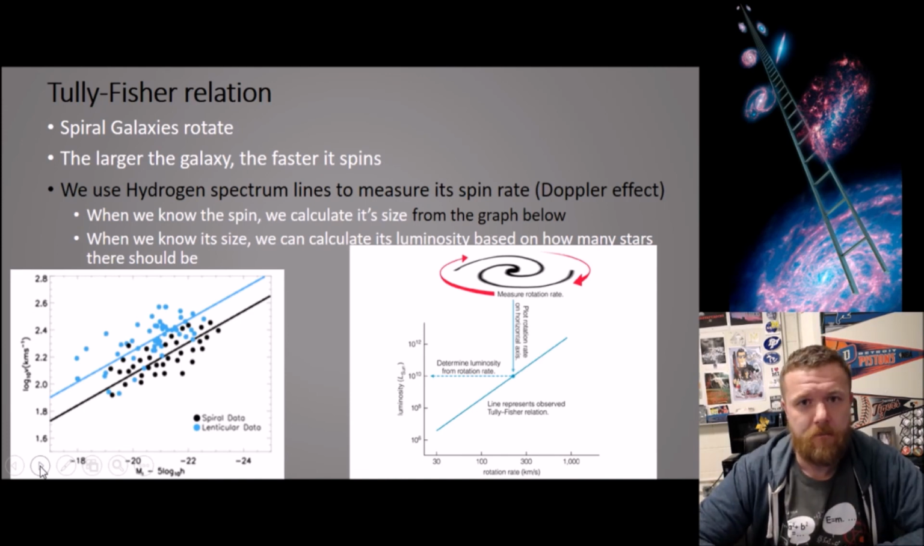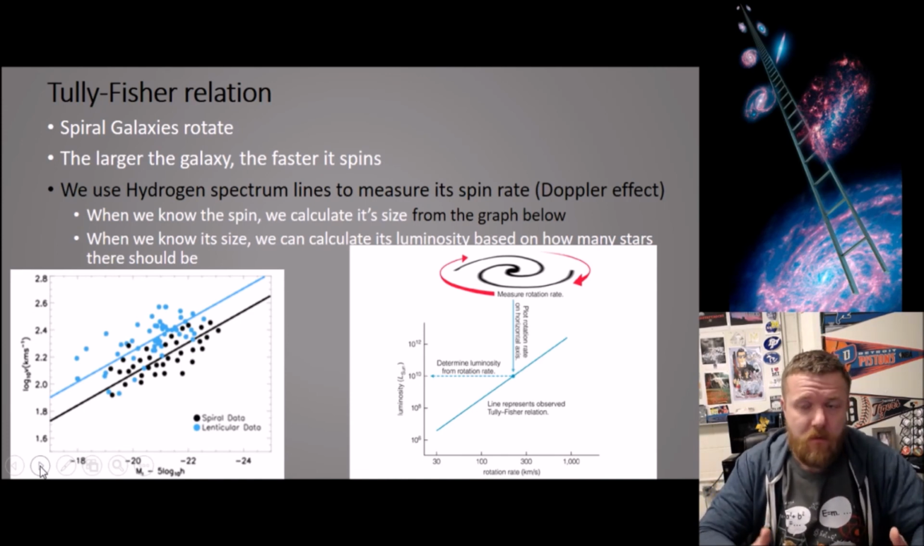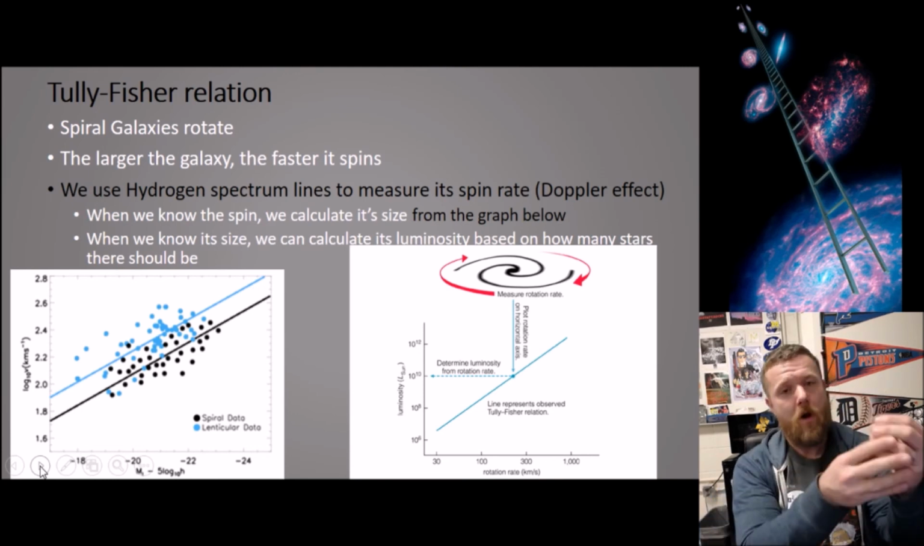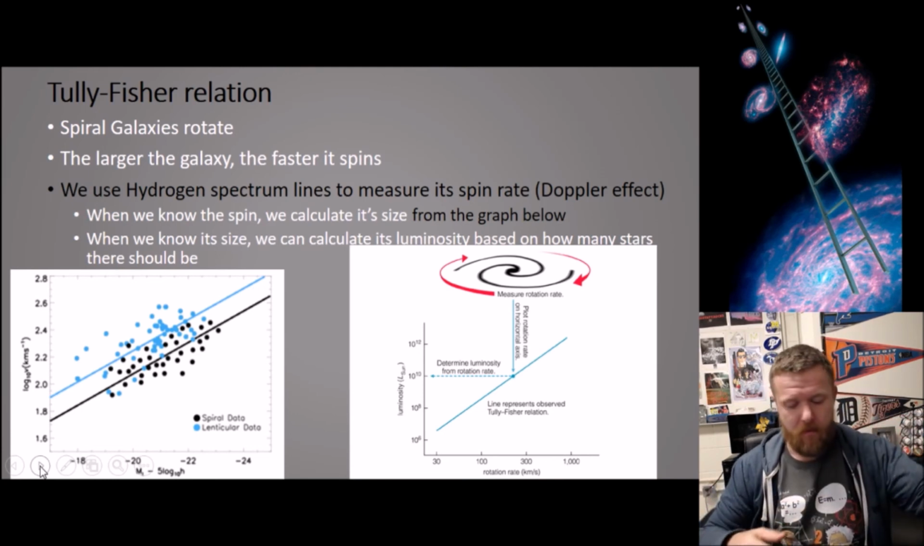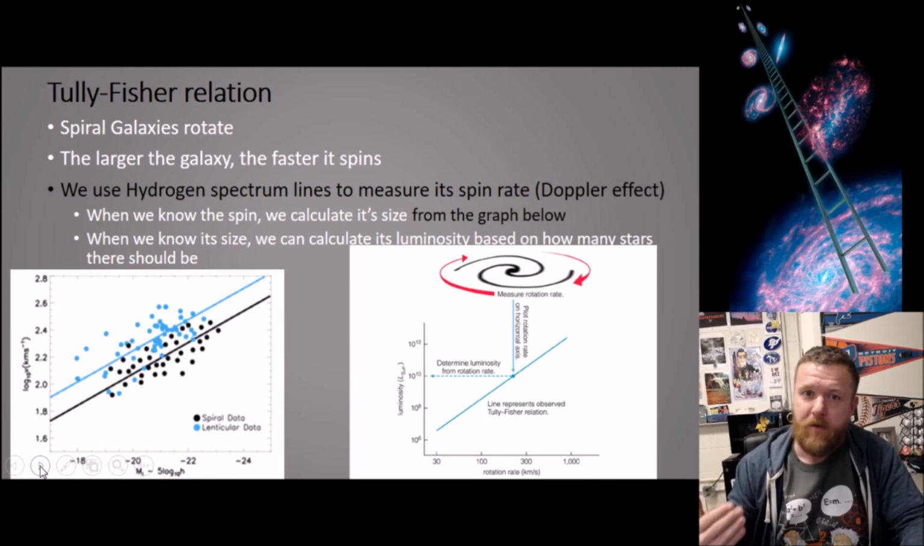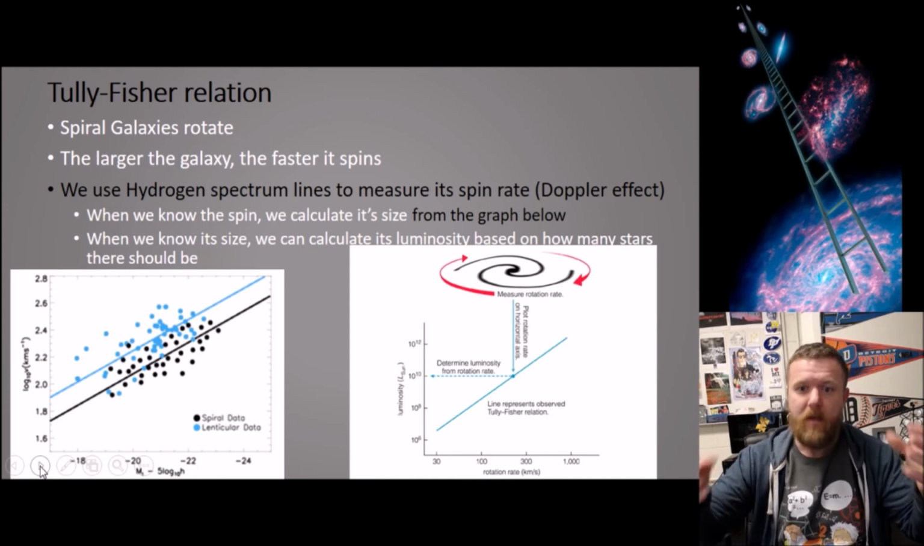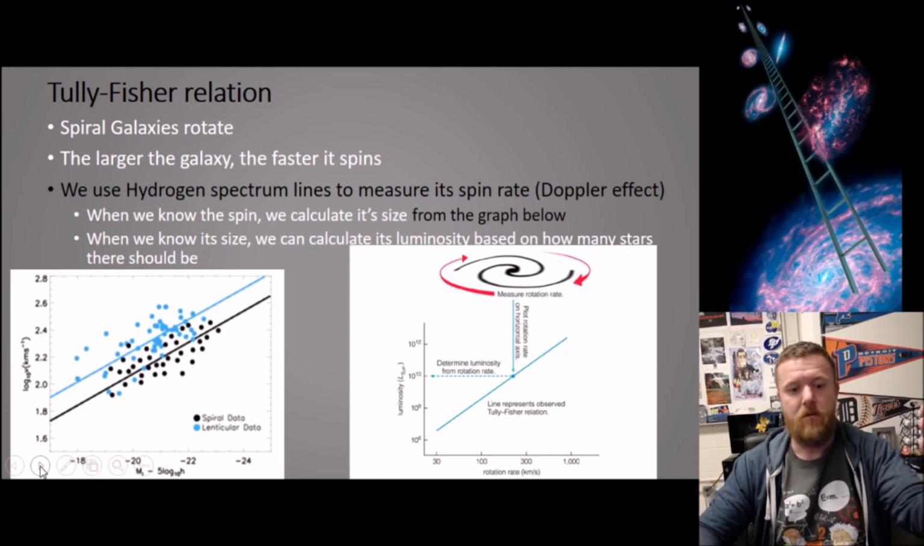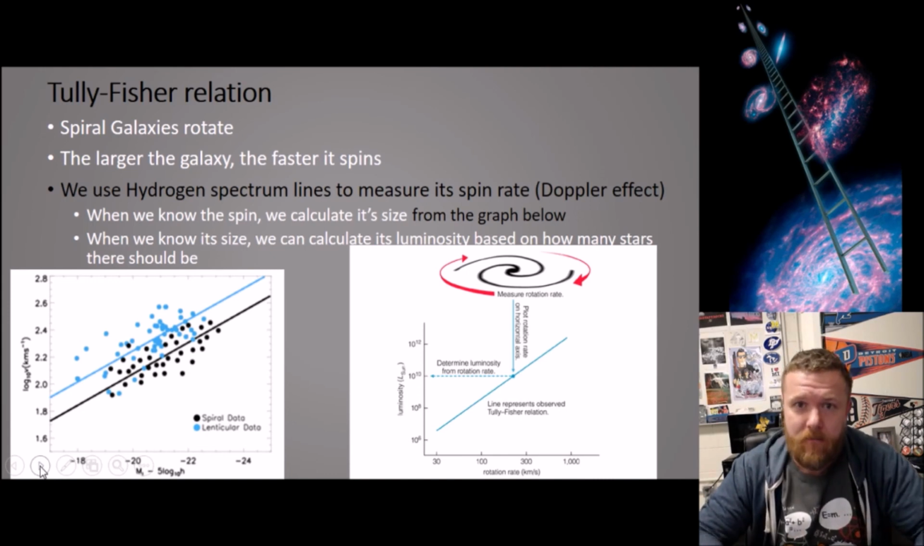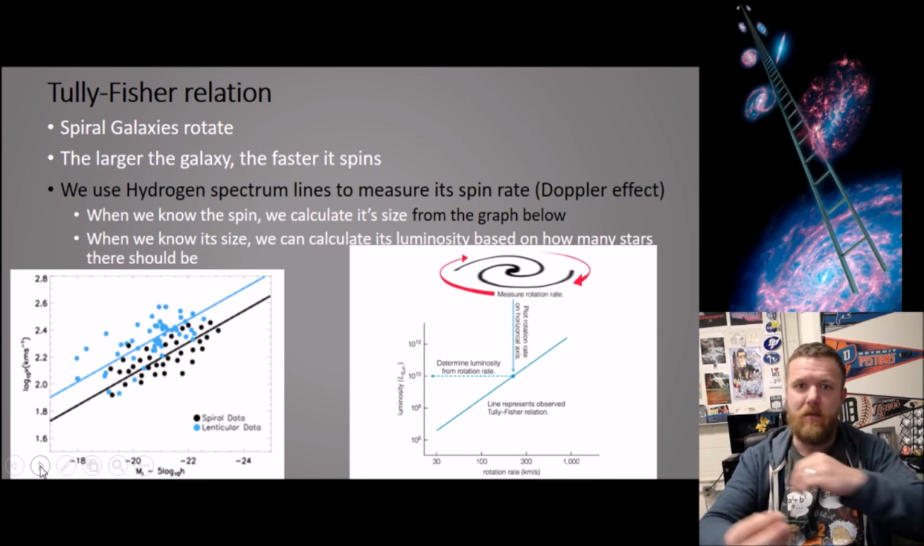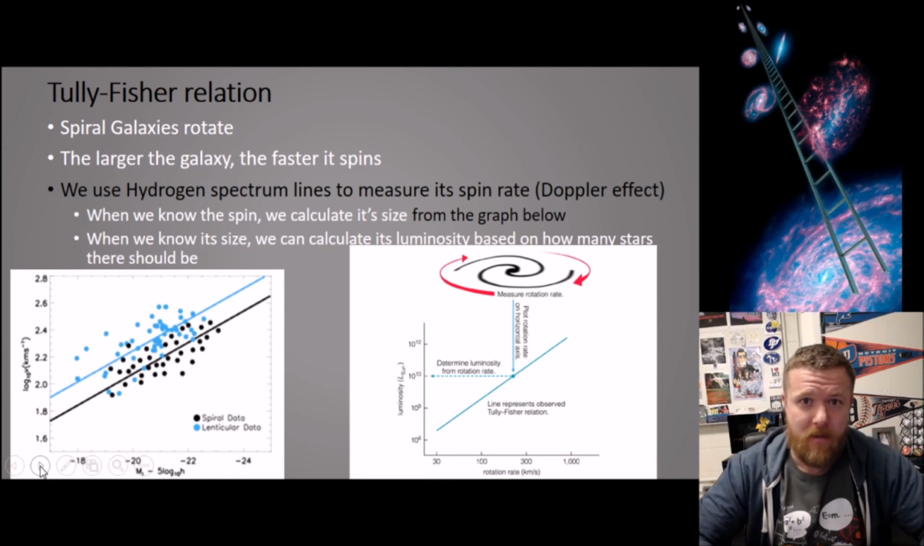So far, so good. We can actually use hydrogen lines from one edge of the galaxy that will be blue shifted as it comes towards our telescope, which means the hydrogen lines coming from the other edge of that galaxy are going to be red shifted. We can use the Doppler effect to calculate how fast it is spinning. Turns out there's a very strict relationship between how fast it spins and how big that galaxy is.